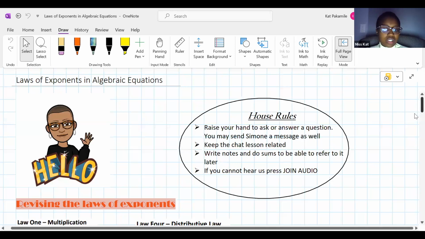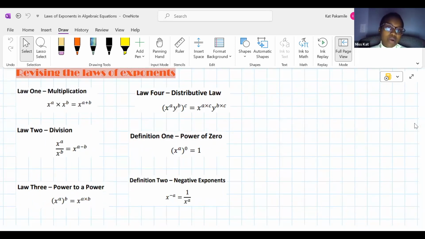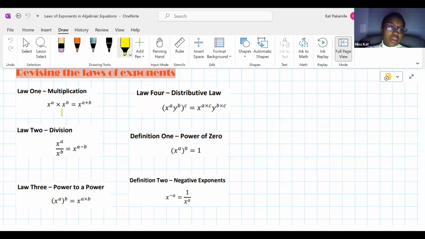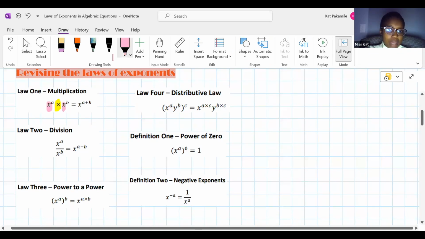Let's revise the laws of exponents. These are our laws and definitions. First one is the multiplication law. So if you are multiplying two numbers that have the same base, then you're going to add exponents.